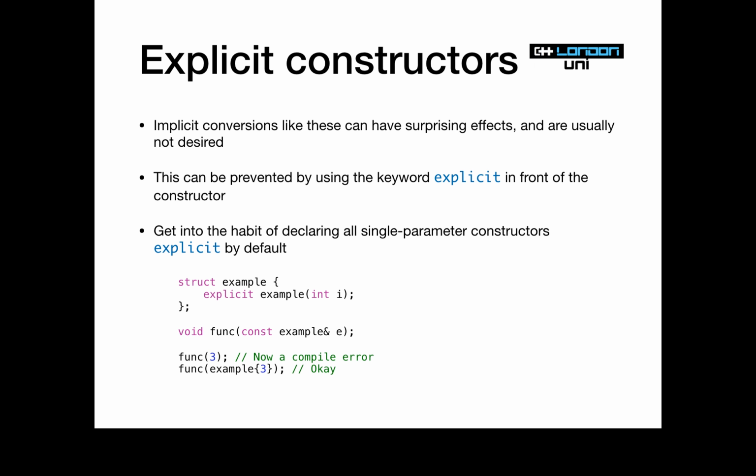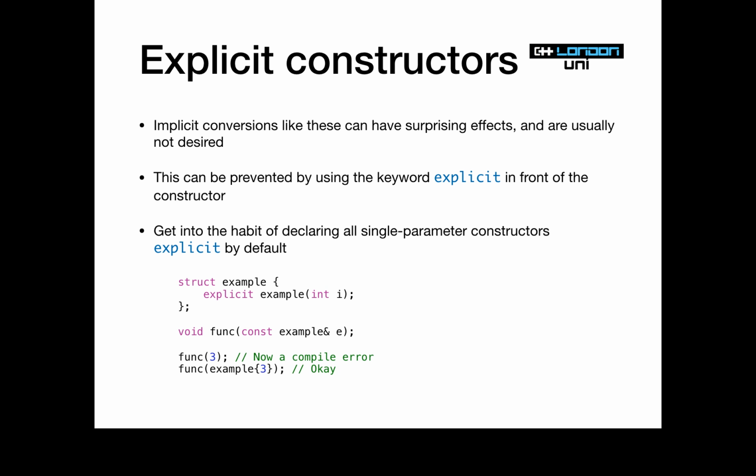So if we do want to call func, we have to do it like this. We have to construct an example and call the constructor. We'll pass the constructor 3. So in this case, we're explicitly constructing an instance of example to pass it to this function. So this is happening explicitly. That's what the explicit keyword means. We are required to call this constructor explicitly.